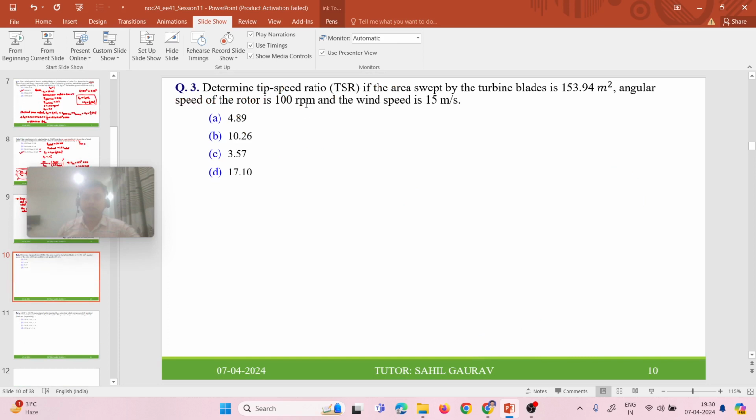So in this problem, determine the tip speed ratio TSR if the area swept by the turbine blades is 153.94 meter square, the angular speed of the rotor is 100 rpm, and the wind speed is 15 meter per second. So this is quite an easy problem. You just have to apply the expression of tip speed ratio lambda.